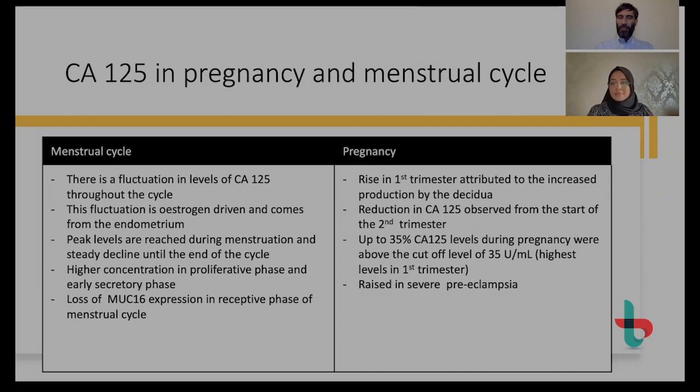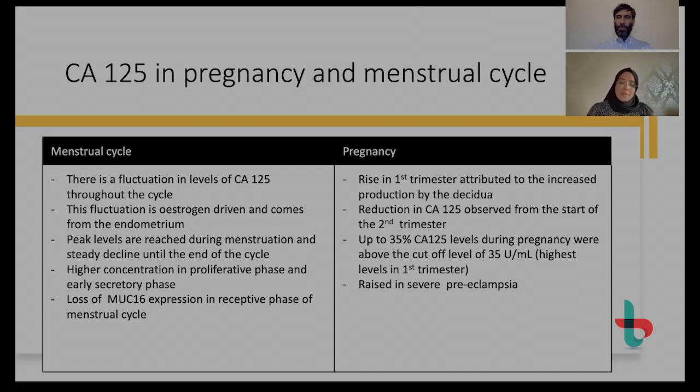Remember, the menstrual cycle and pregnancy are two physiological processes that can cause raised CA125 and are not associated with having ovarian cancer. So in the context of pregnancy, we see a rise of CA125 in the first trimester, and this has been attributed to the increased production by the decidua. The rise in CA125, as we previously mentioned, has an important role in preventing the mother's immune response from rejecting the fetal tissue. So it makes sense that we see this rise in the first trimester before the development of the placenta. We start to observe a reduction in the CA125 levels from the start of the second trimester.